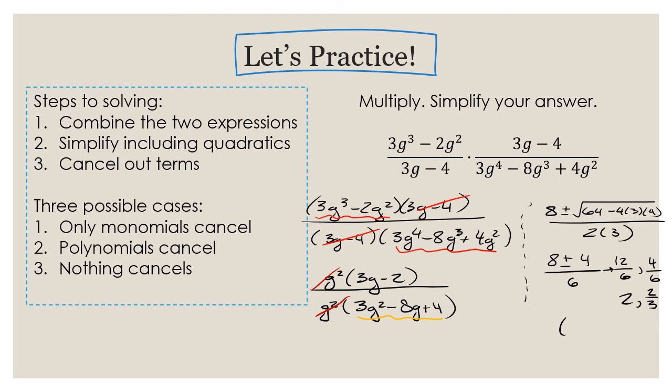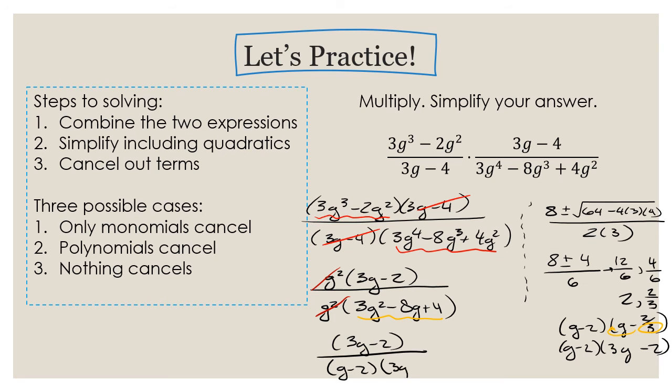So then that's g minus 2 and g minus 2/3. But remember, with the fraction, I'm going to take this denominator and push it in front of that g. And so you get g minus 2 and 3g minus 2. Look at that. We're going to get another cancellation. So I can rewrite this: 3g minus 2 all over g minus 2 times 3g minus 2. We get a cancellation, and we're left with just this, 1 over g minus 2.